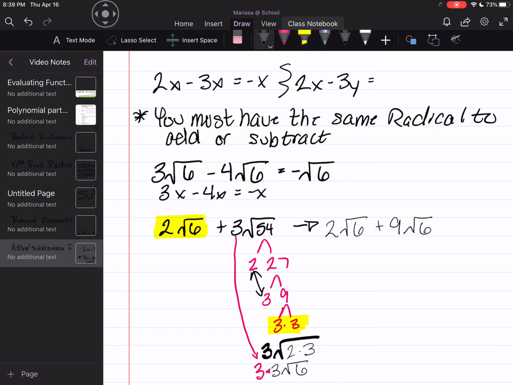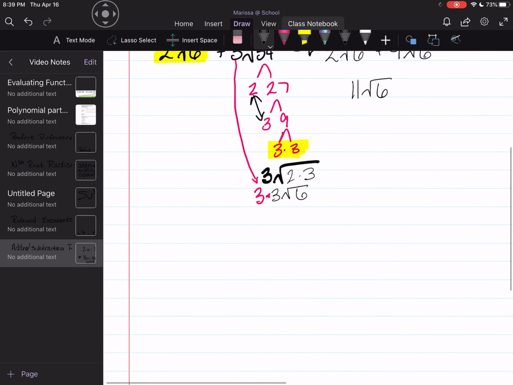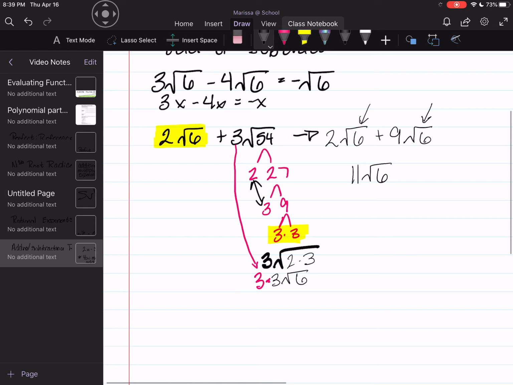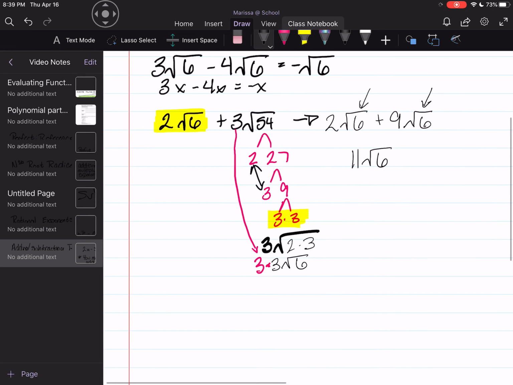Now they're the same thing. I've got a radical 6 here and a radical 6 here. So 2 plus 9 is 11, radical 6. That's all you have to do. So if they're the same to begin with, you can just add or subtract them. If they're different, then you're going to have to remember to actually change them. That being said, we're going to go through a few more. Don't worry. We're going to do another one like we just did, so that way we can see another example.